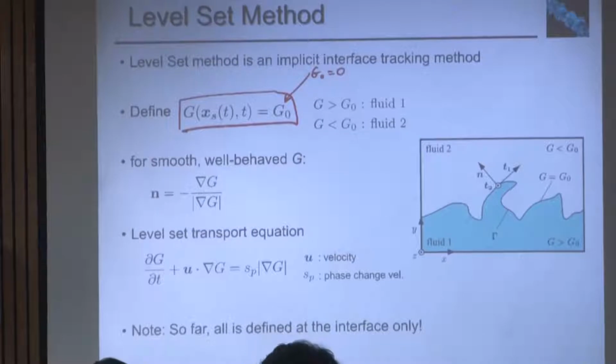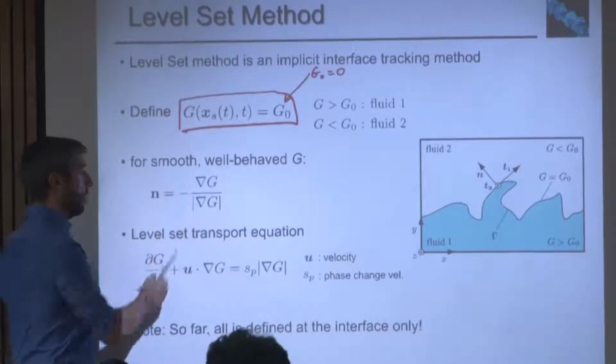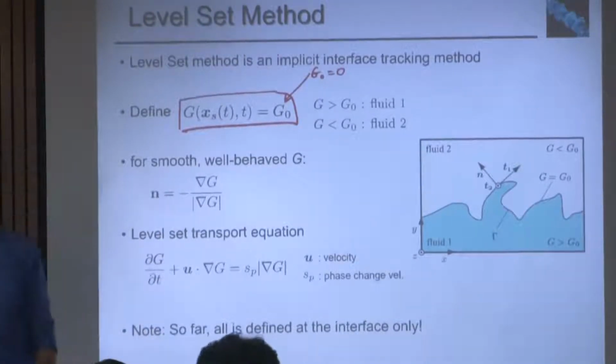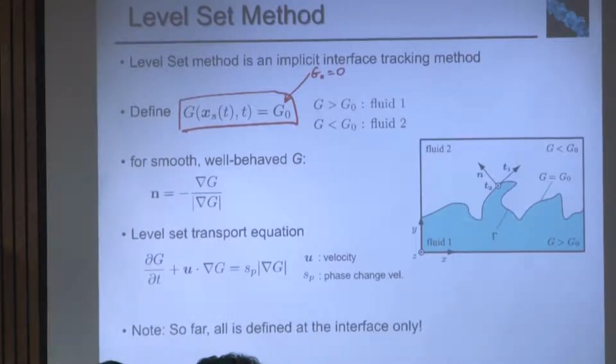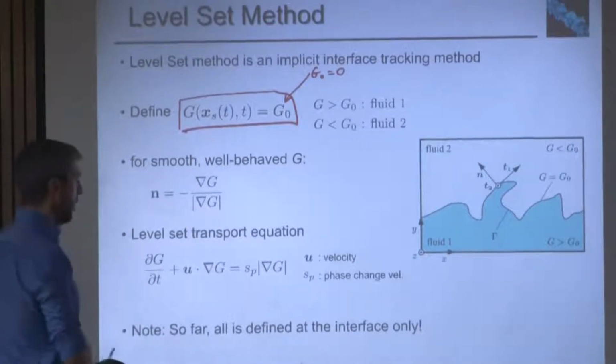So if you have a smooth, well-behaved function, you can define directly the gradient. You'll notice here that there's a minus sign. It doesn't really matter. The question is, do you want the gradient to point to the phase that's in the positive level set or in the negative level set region? It doesn't matter. You can pick one or the other.